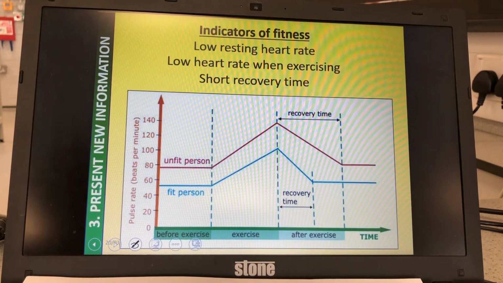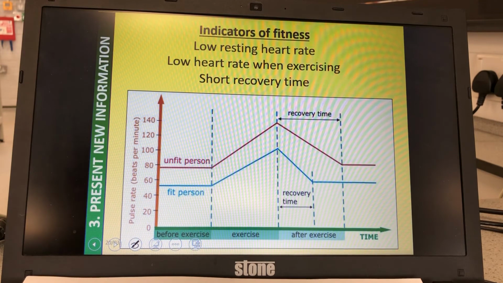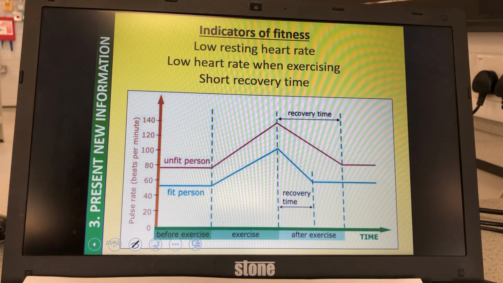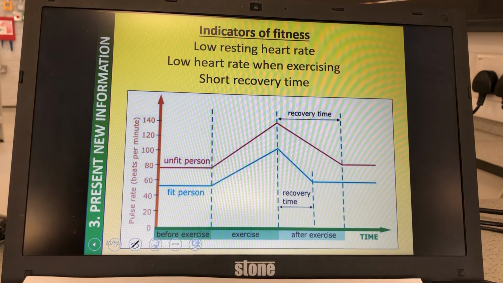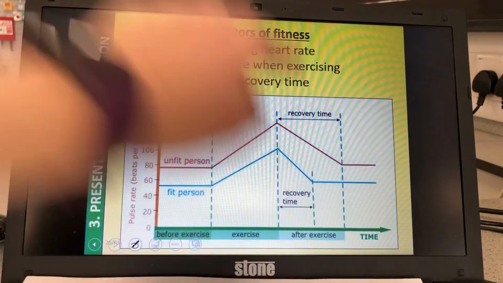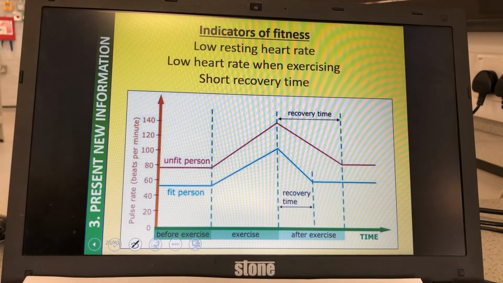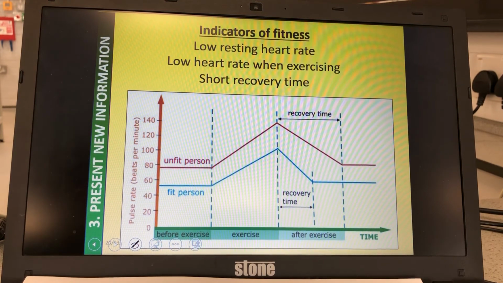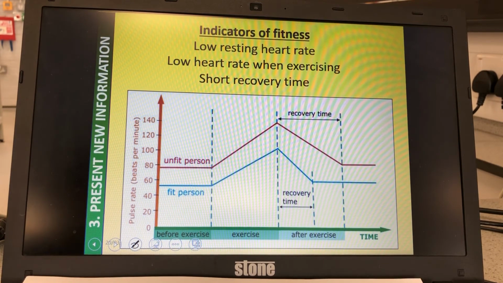And then we've got this thing called recovery time. It's the amount of time it takes for your heart rate to return to normal or as close to normal. And the shorter that time is, the better the indicator of fitness. So here you can see the blue person has a short recovery time. Their heart rate drops quite quickly. That makes them fitter. And the red person, it takes a lot longer after exercise for their heart rate to return to normal. They are less fit.